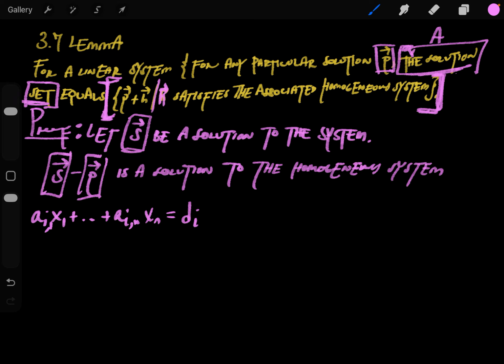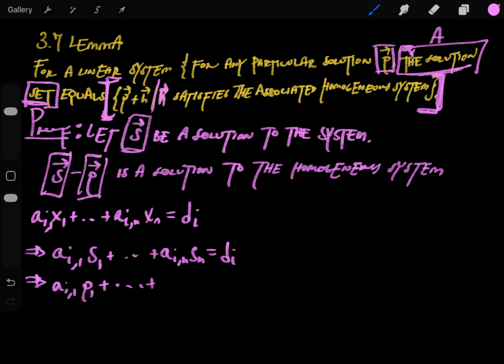So that means both of these following things are true. If I plug in S1 through Sn here, I get d sub i. But simultaneously, since P is a particular solution, plugging in P1 through Pn is also equal to d sub i.